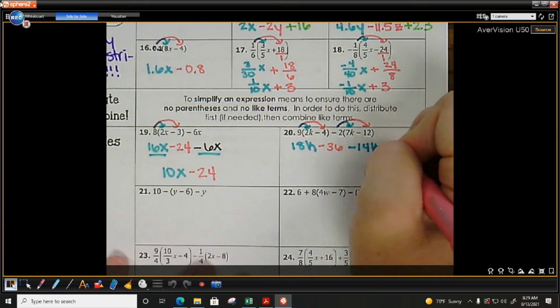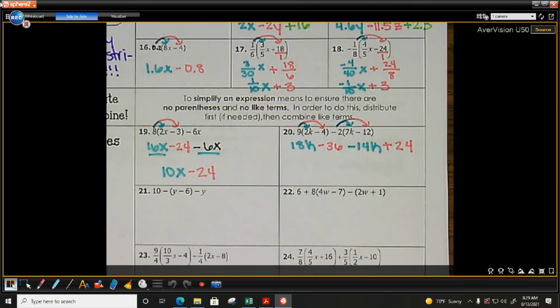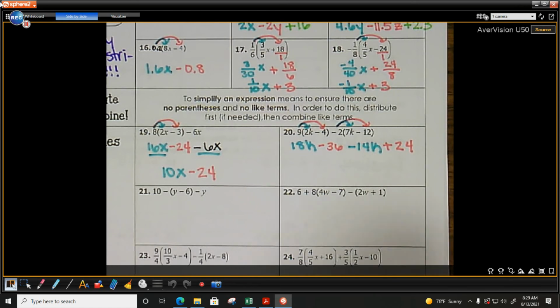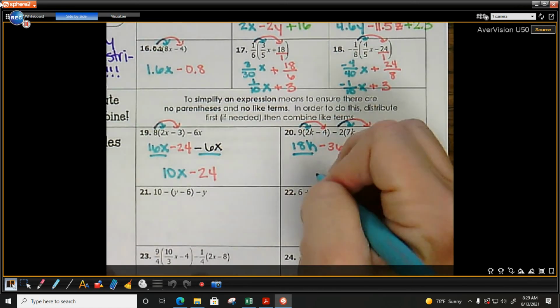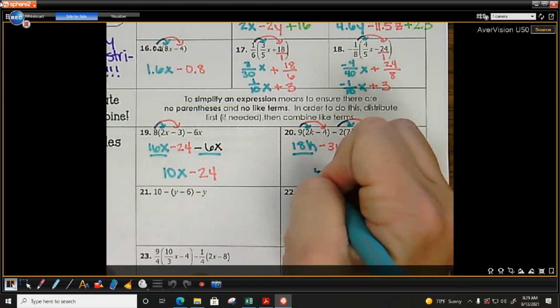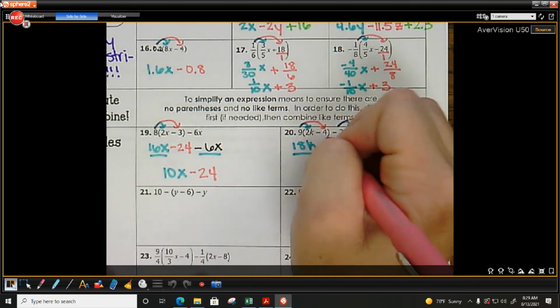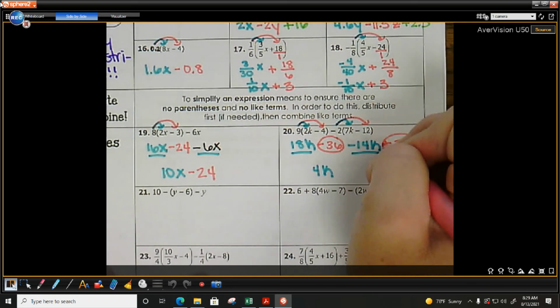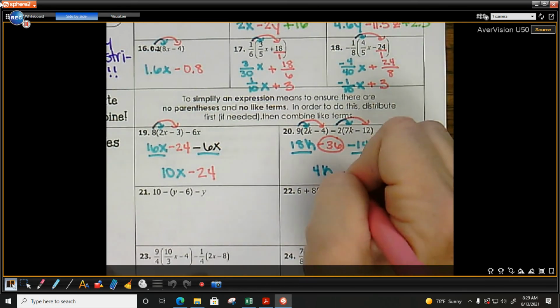Now do I have like terms? 18k minus 14k is what? 4k. Negative 36 plus 24 is what? Negative 12. They're different signs, so you subtract them. The larger number, which is 36, is negative, so it's a negative 12.